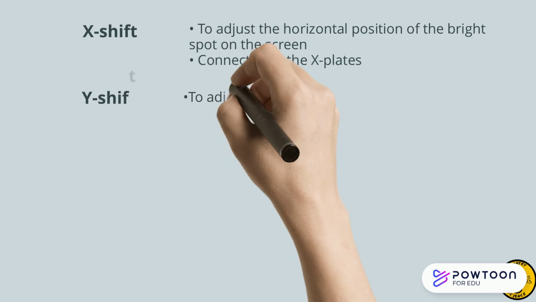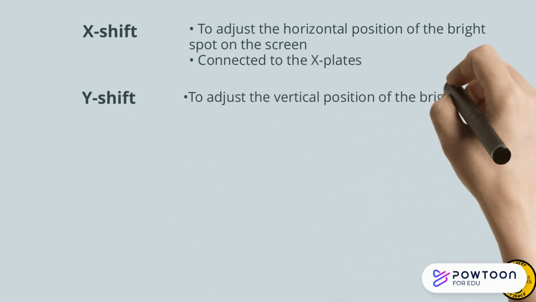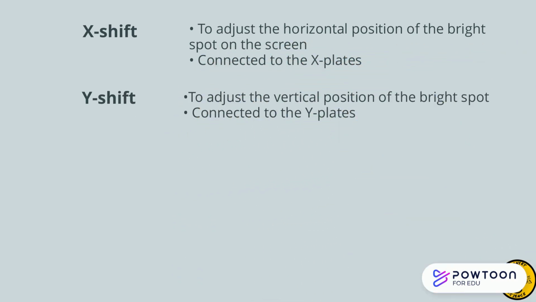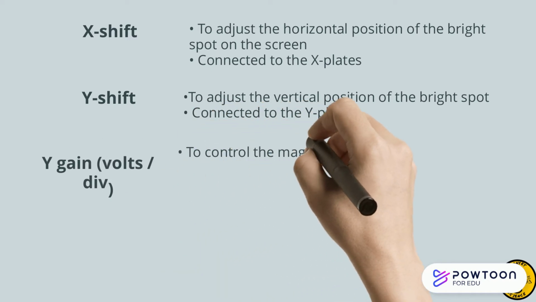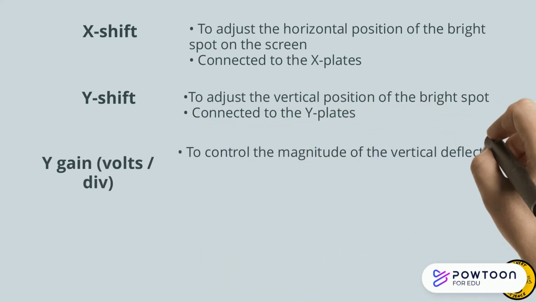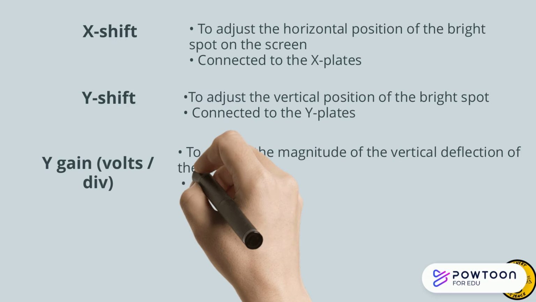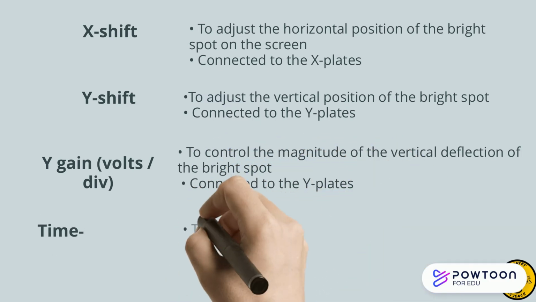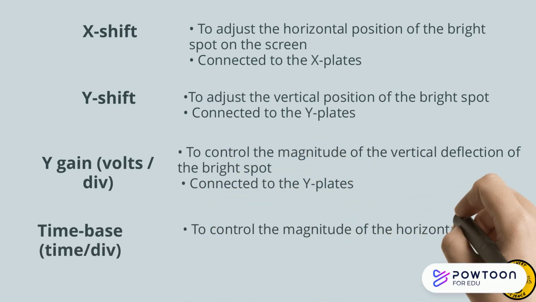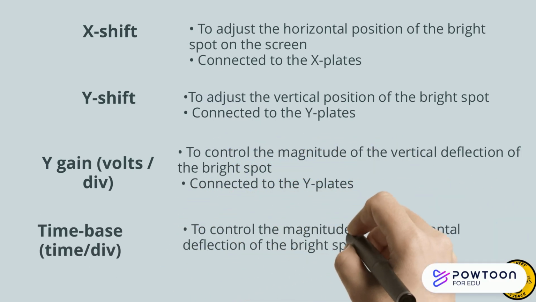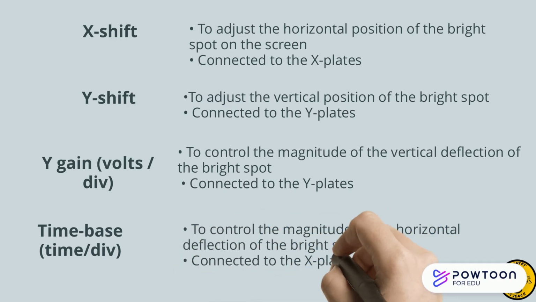Y shift. To adjust the vertical position of the bright spot. Connected to the Y plates. Y gain. To control the magnitude of the vertical deflection of the bright spot. Connected to the Y plates. Time-base. To control the magnitude of the horizontal deflection of the bright spot. Connected to the X plates.